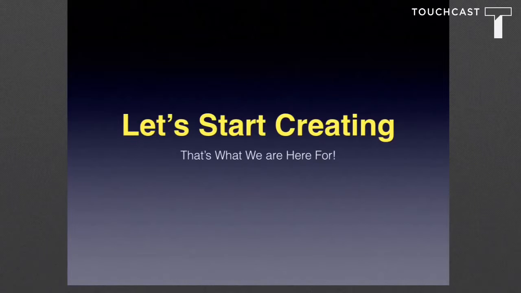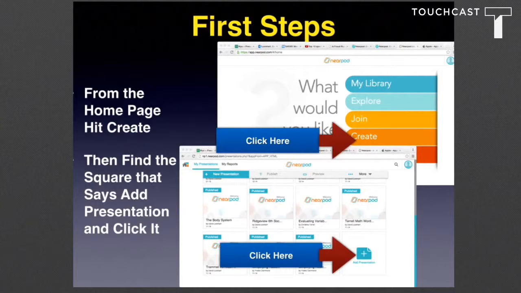So let's do what we're really here for. Let's start creating a Nearpod. So the first step here is to hit this button right here, hit Create. And then you're going to go to the page. You can see I already have some that are published, but yours should be pretty close to the top if you've never worked with Nearpod. And you're going to hit this button called Add Presentation. So this is basically you're adding a Nearpod presentation.